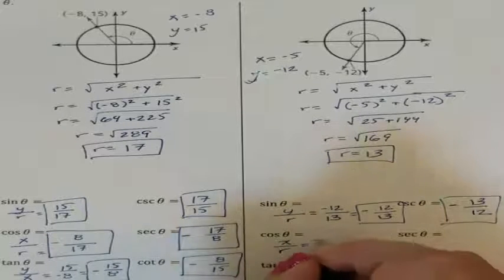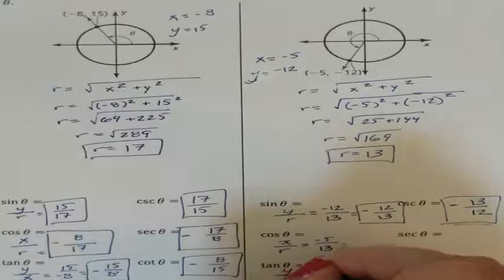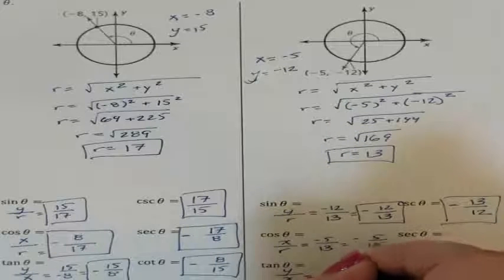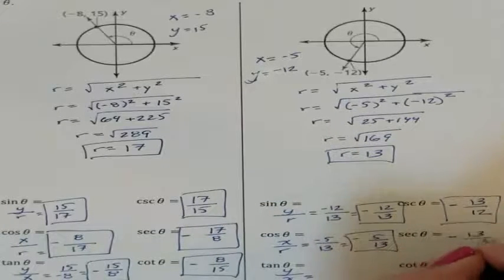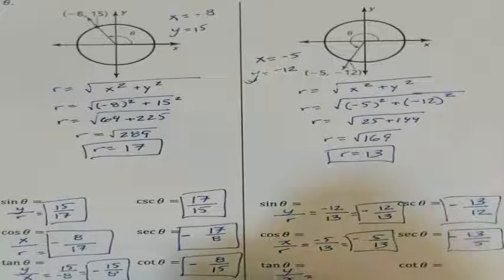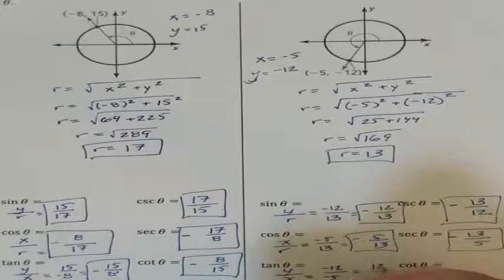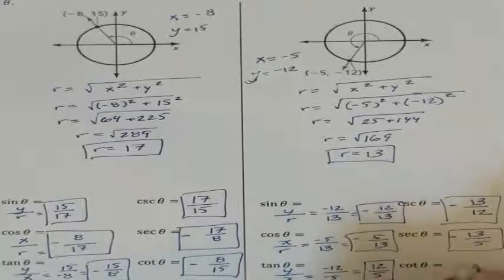My x was -5, my r is 13, so this simplifies to -5 all over 13, which meant secant is -13 all over 5. My y was -12, my x was -5, so this simplifies to 12 all over 5, which cotangent then is 5 all over 12.